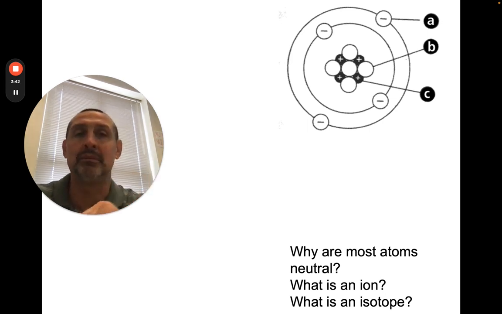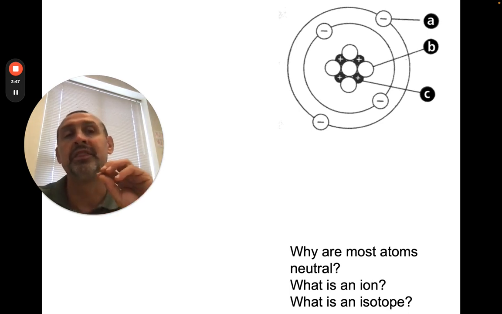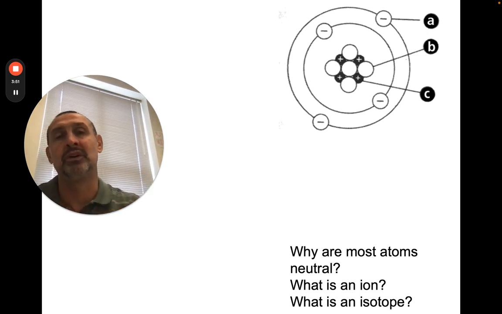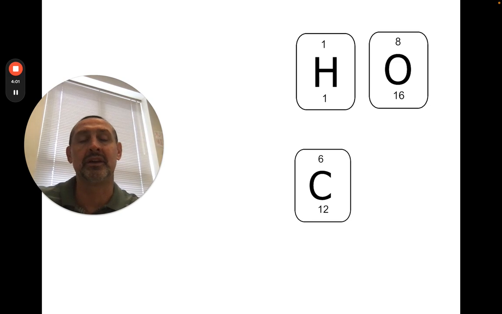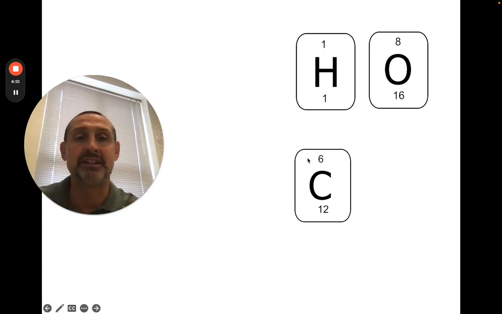Notice we can't change the number of protons, because by changing the number of protons, we're going to change the atom from one atom to a different one. So for example, carbon is carbon because it has 6 protons. Oxygen is oxygen because it has 8 protons. So let's take a look. If you look at a periodic table, you'll see elements listed like this with an atomic number. That's the number on top. The atomic number is the number of protons. So hydrogen has 1, oxygen has 8, carbon has 6.